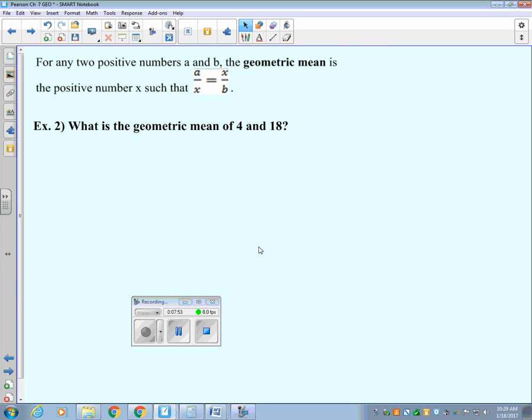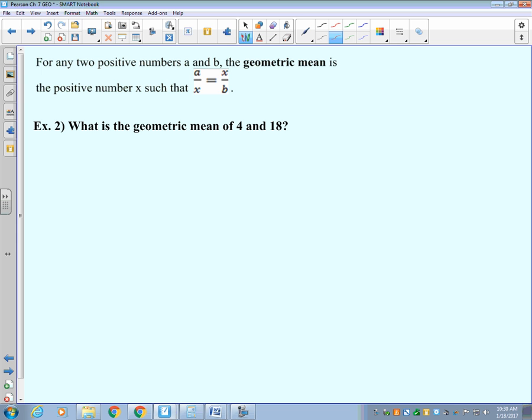All right, so now we're going to talk about geometric means. Since we've been doing all this cross multiplying, there's a little side topic called geometric mean, and when we deal with similarity proportions, we're going to have to work with geometric mean. So what a geometric mean does is it takes 2 numbers and sets them up into a proportion, where your first number over x is equal to x over your second number.